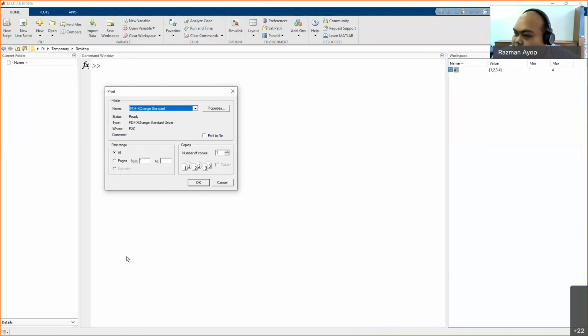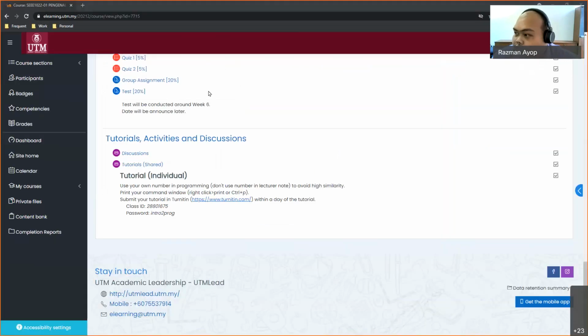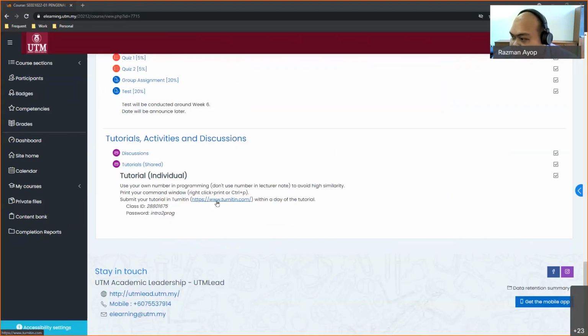So for this one I will use Turnitin to ensure that you joined the tutorial session. Make sure you print this and then send it to Turnitin. This is the class ID, this is the password for the class ID.